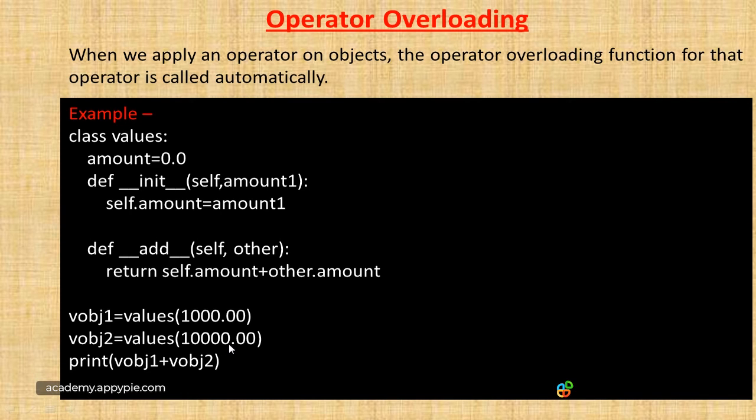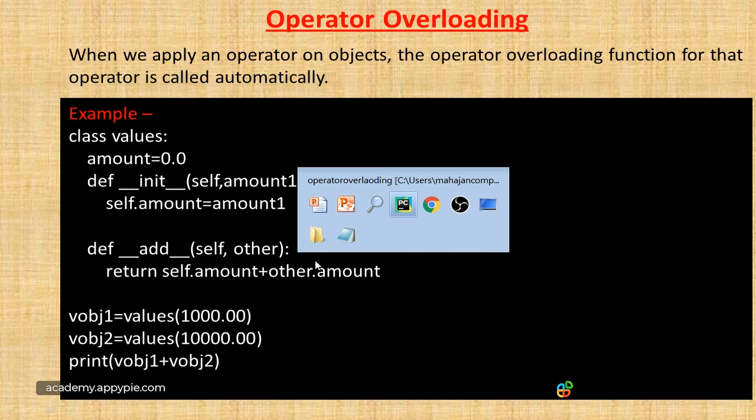So again, I repeat it. If you want to overload the plus operator, there should be a method double underscore add double underscore, and we can use the current object's attributes by using self dot whatever the name is, like in this case amount. The second object is passed to other and its values can be used by using other dot amount. Now let me tell you, self and other are not reserved words. You can use any names, like abc or xyz.